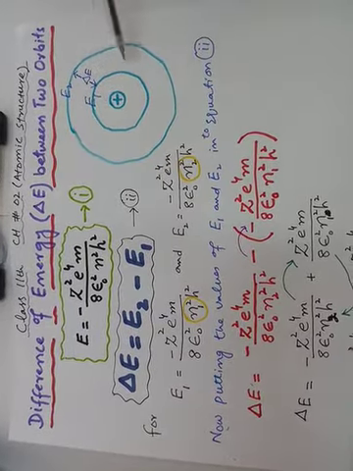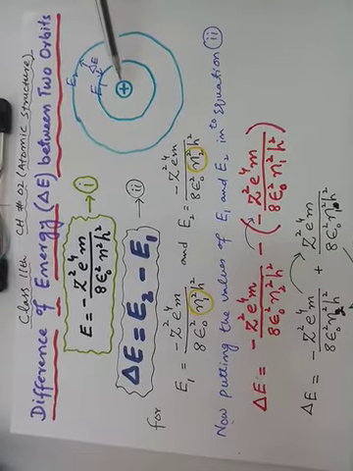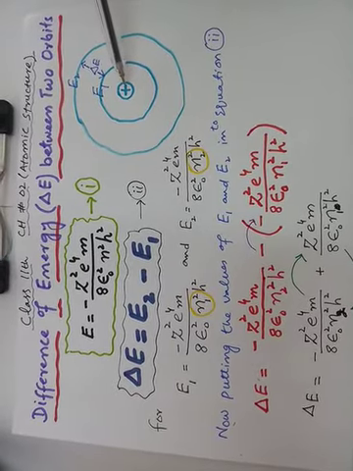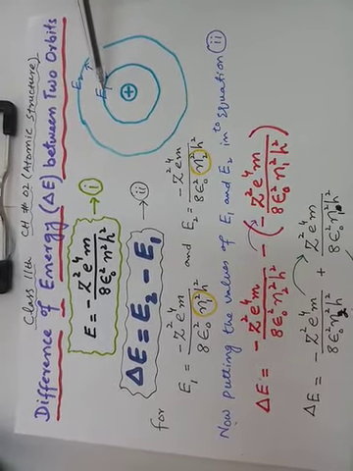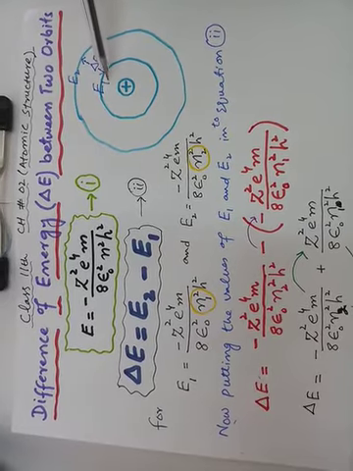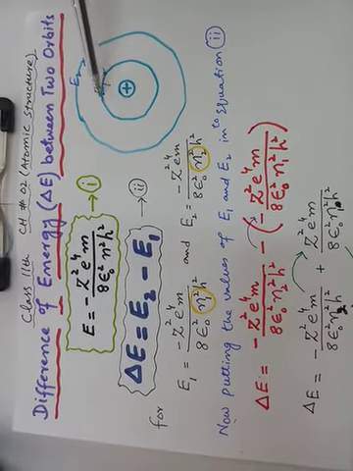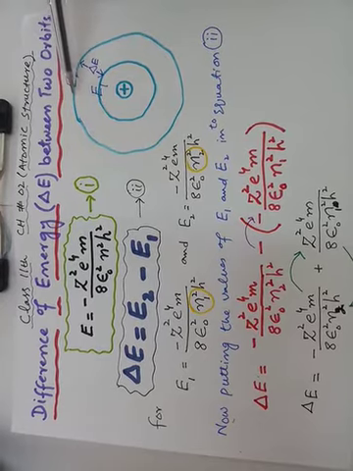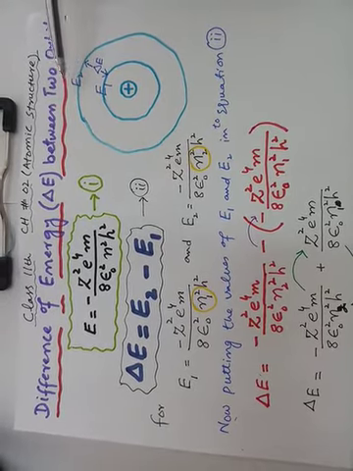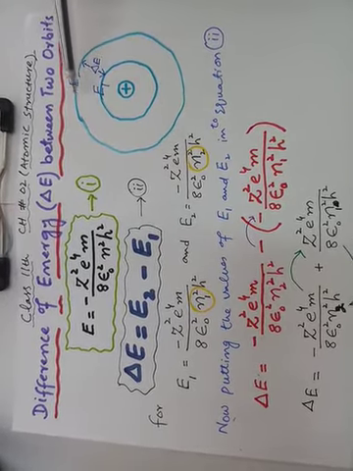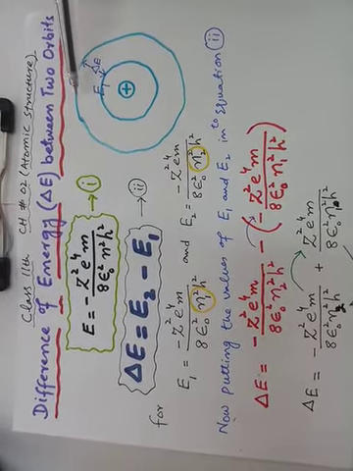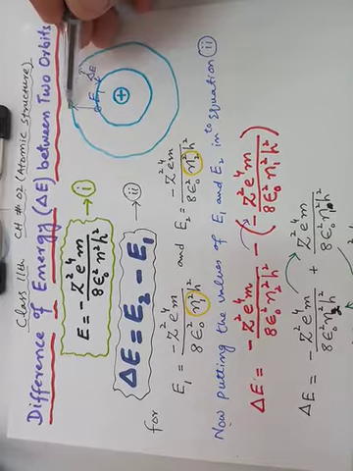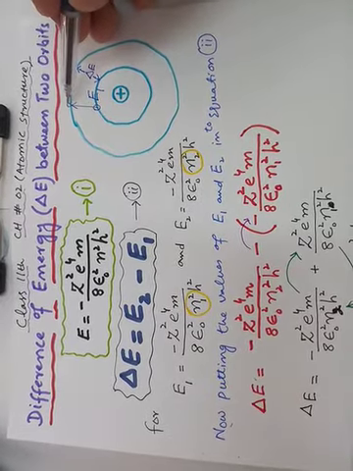Let's say this is an atom. This is the nucleus of an atom, and this is the first shell, n is equal to 1. It has energy E1, it's a low energy state or ground state, while this is n is equal to 2, with energy E2, it's a high energy state or excited state. So when an electron jumps from a low energy state to a high energy state, it absorbs energy.